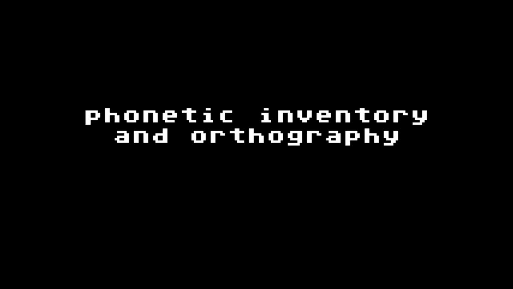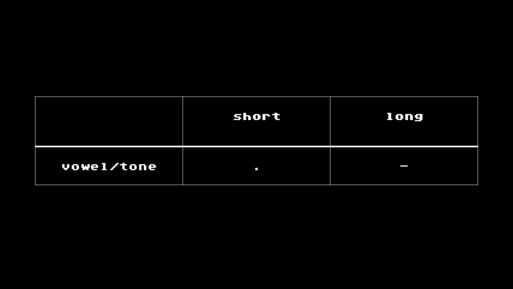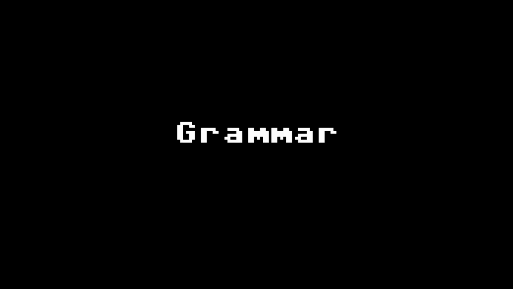Let's begin with the phonetic inventory and orthography. As we can see, you can use any vowel or any tone in this language as long as it is distinguished by a short and a long variant. In the case of vowels, this would be like saying and and that's pretty much it for the phonology. Let's begin with the grammar now.